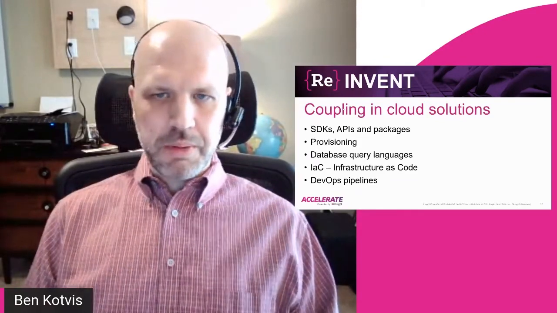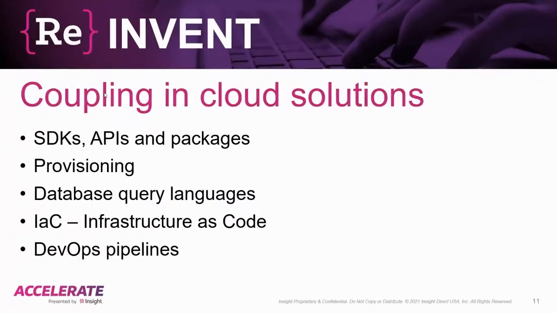So when we talk about coupling, the areas that are often going to be coupled are going to be software development kits. That's what SDKs stand for. APIs, application programming interfaces, and packages, and these are really the code pieces that we use to interact with those providers. And so that is often going to be tightly coupled into those implementations. We have to think about provisioning, and that means onboarding devices, but that also means onboarding code onto those devices and to the edge gateways and the rest of the solution, frankly.